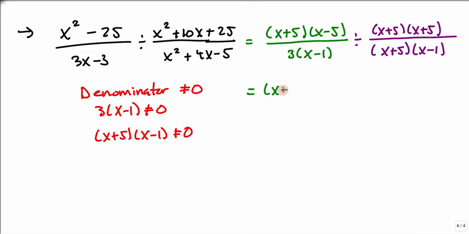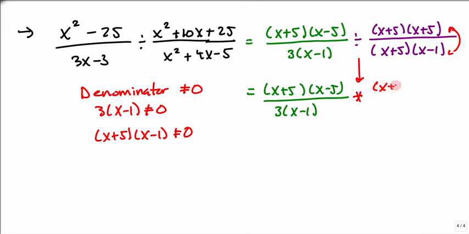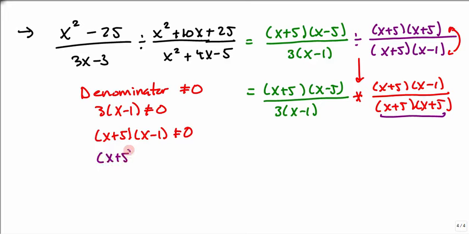I'm not going to really worry about those restrictions right now. What I really want to think about now is multiplying. So remember, when you divide by a fraction, you multiply by the reciprocal. So this division changes to multiplication, and then I reciprocate or flip the fraction. So I'll have x plus 5, x minus 1, all over x plus 5 times x plus 5. Now I have more restrictions that I need to keep track of. I still have the 3 times x minus 1 that cannot equal 0, and then I also have another one from here now that x plus 5 times x plus 5 cannot equal 0.